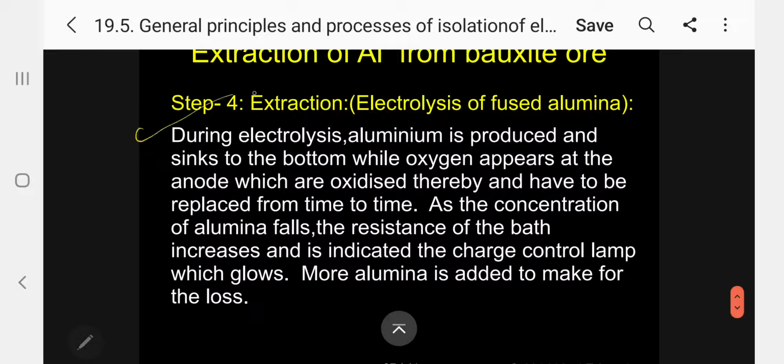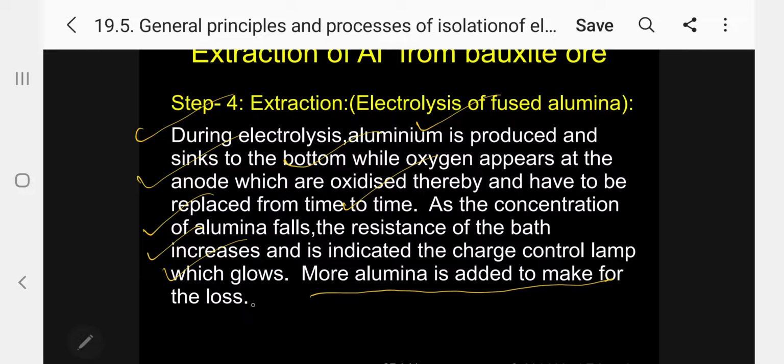Continuation. During electrolysis, what is happening? Aluminium is produced and sinks to the bottom, while oxygen appears at the anode, which is oxidized thereby, and the anodes have to be replaced from time to time. As the concentration of alumina falls, the resistance of the bath increases, which is indicated by the charge control lamp which glows. So more alumina is added to make up for the loss.